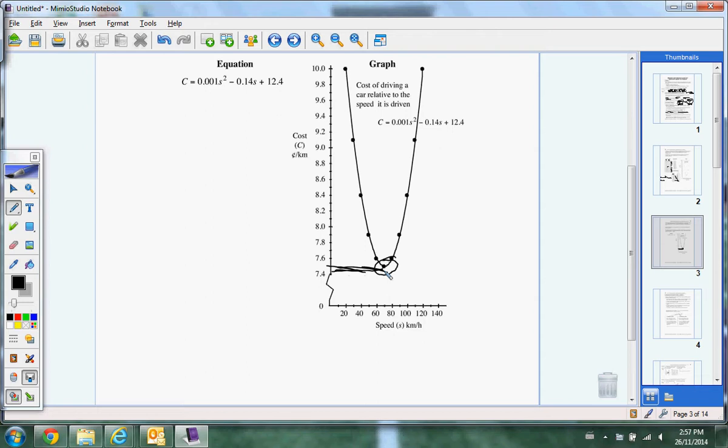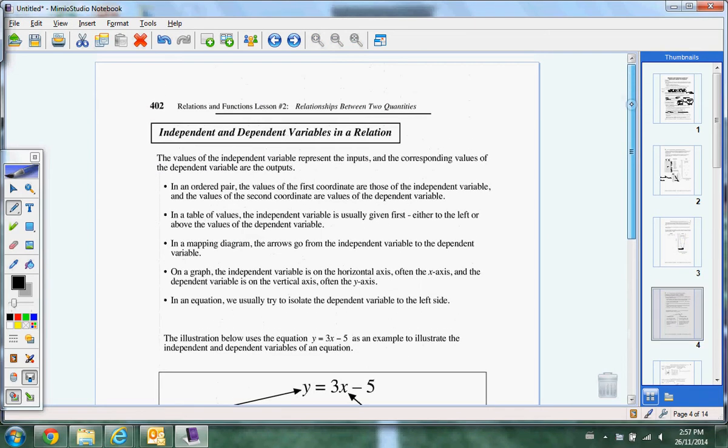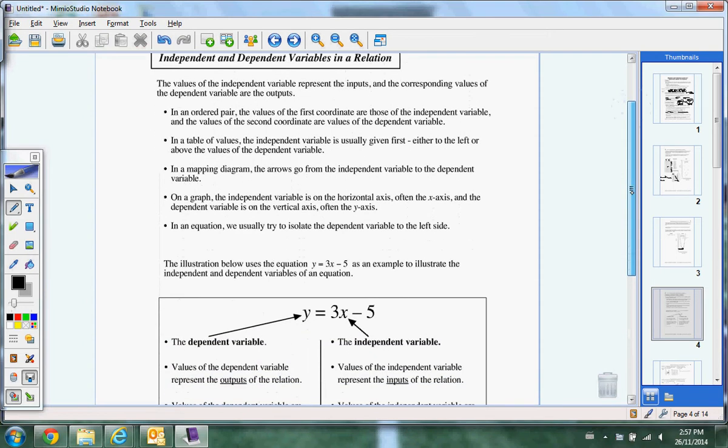All right, next one here. Stop me if I say something you don't understand. I'm trying to swing through since we run out of time a little bit. Independent and dependent variables in relations. We kind of talked about that. The values of independent variables represent the inputs, your x's. We've already talked about that, so we'll skim through this.